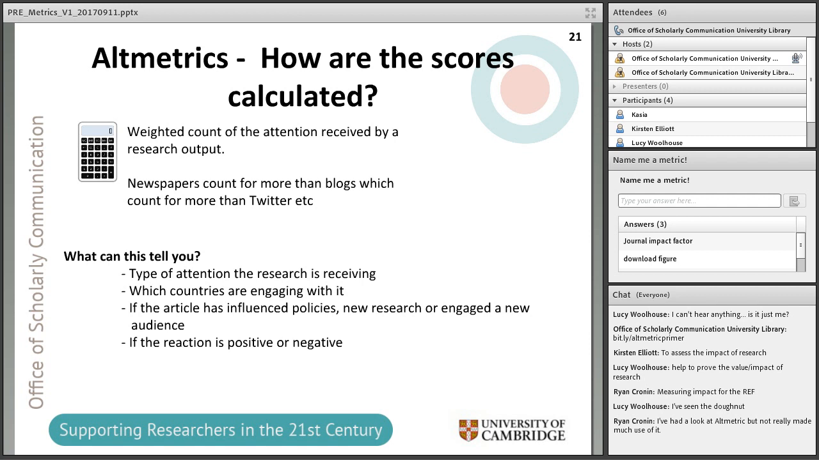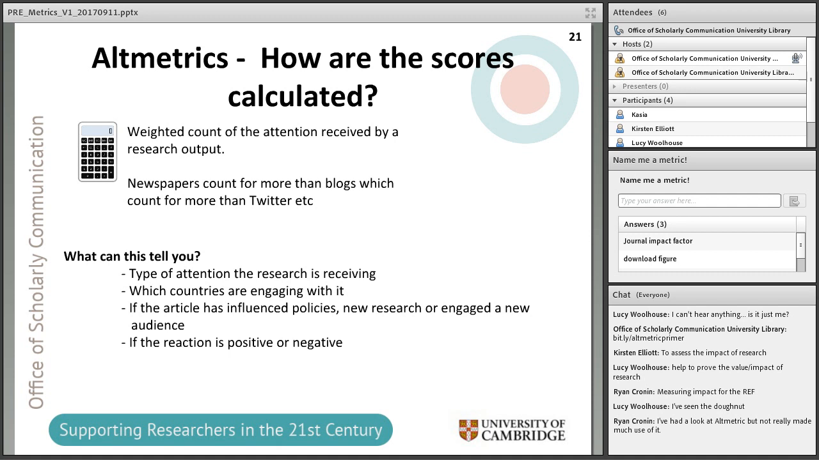If the article has influenced policies, or engaged new researchers or audiences, you can pick this all up from Altmetric, and you can also, if you delve deep enough, tell if the reaction is positive or negative. That's a little harder to do because you're just looking at a score initially. So if you just take the score at face value, you can't necessarily tell if that is a good or a bad reaction. You can just tell that there's been some kind of reaction to the research.